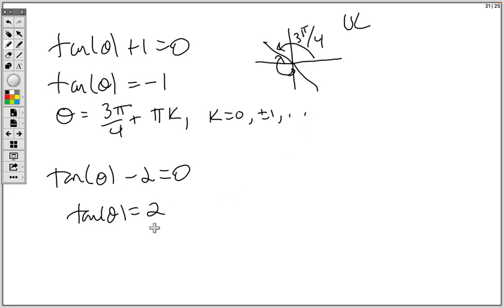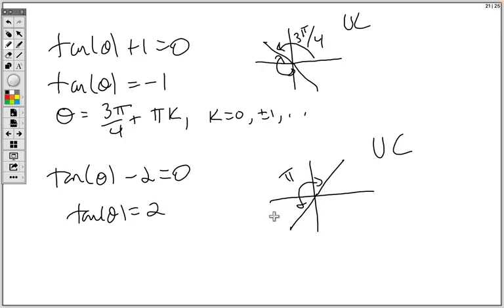All right, let's look at the second equation here. Tangent of theta is 2. Going back to the unit circle. Those are going to be in quadrant 1 and then again in quadrant 3. Once again, these are pi apart, so I just need the quadrant 1 version. Do I know an angle whose tangent is 3? Well, I know an angle whose tangent is the square root of 3, but do I know an angle whose tangent is 2? And the answer is no.